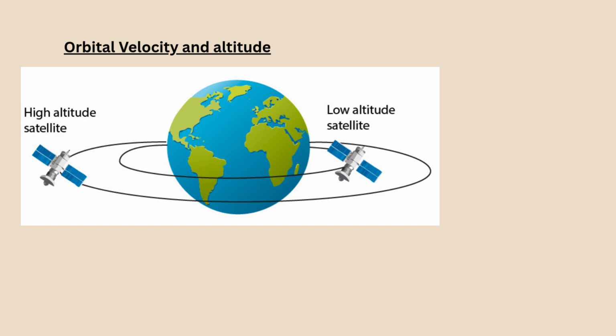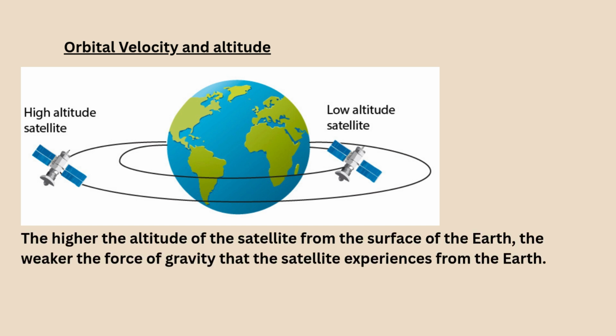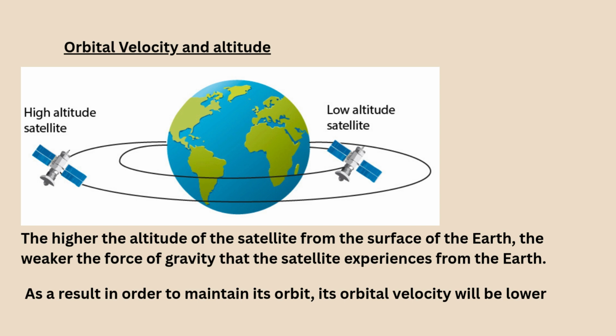Orbital velocity and altitude. The higher the altitude of the satellite from the surface of the Earth, the weaker the force of gravity that the satellite experiences from the Earth. And as a result, in order to maintain its orbit, its orbital velocity will be lower.